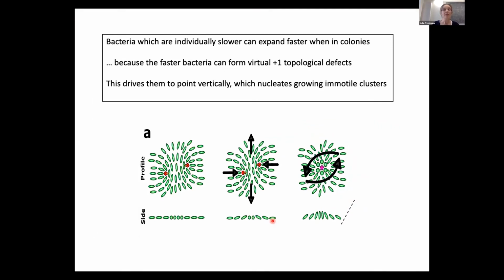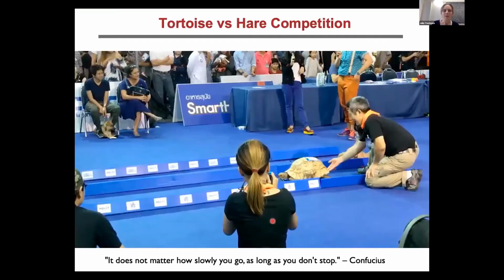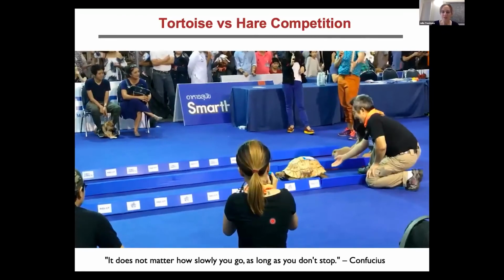So it seems that topological defects are relevant, at least in this system, in terms of the right speed for the bacteria to allow them to spread as efficiently as possible. Let me just show you this nice picture.